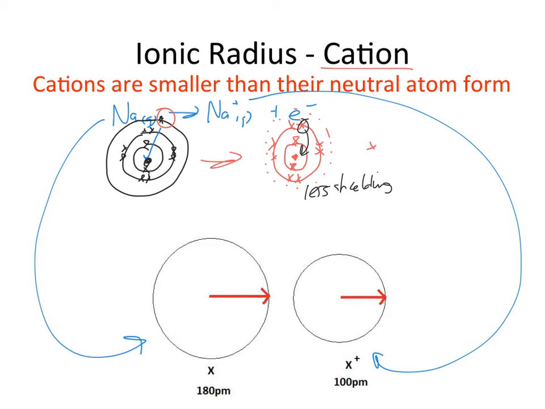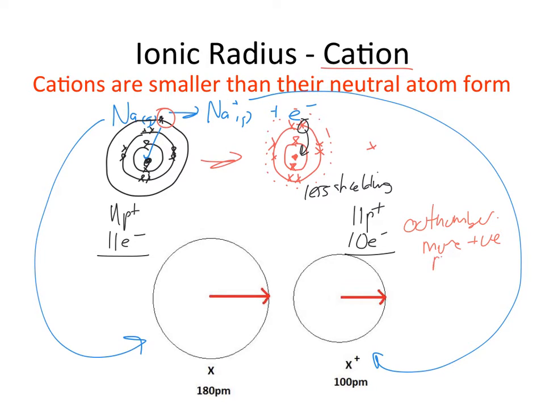Okay? Not only that, but now what we see is that in this case we had 11 protons and we had 11 electrons. In this case, we still have 11 protons. It's still sodium, but now we only have 10 electrons. In this case, the protons outnumber the electrons. So there's more positive charge per electron. So not only is there less shielding, but there's more positive charge per electron, which means that the electrons are going to be brought in closer to the nucleus, and the atomic radius is going to decrease.